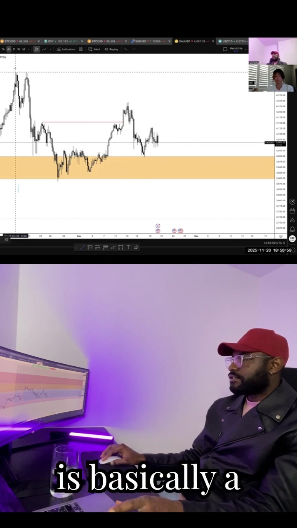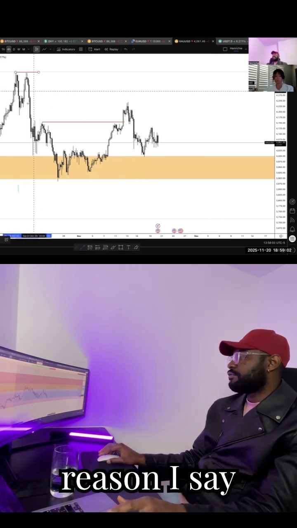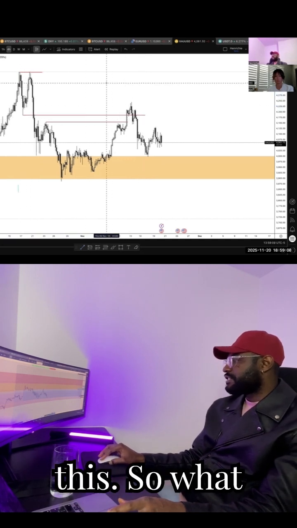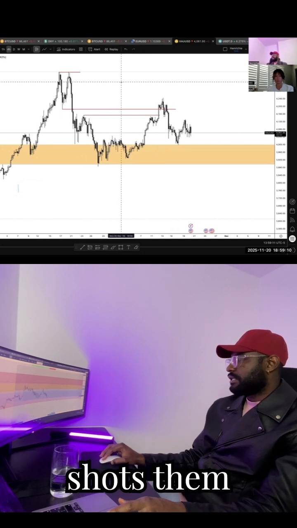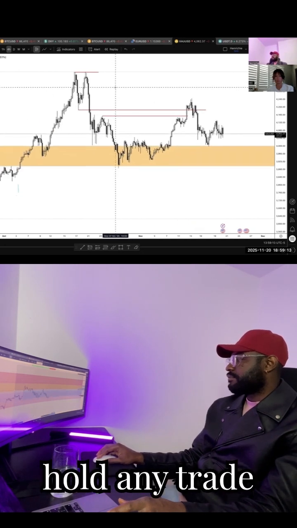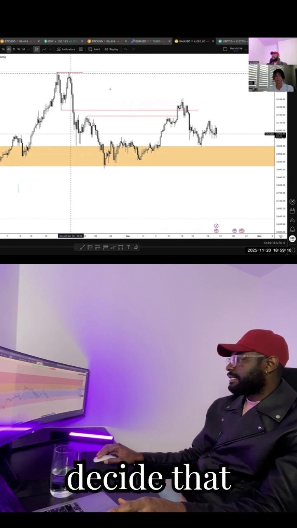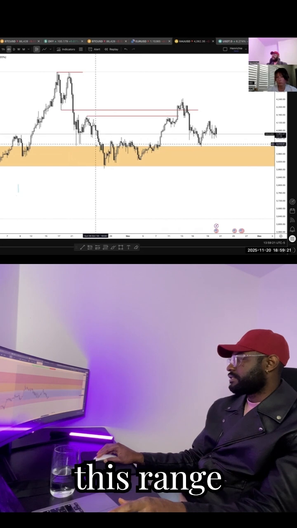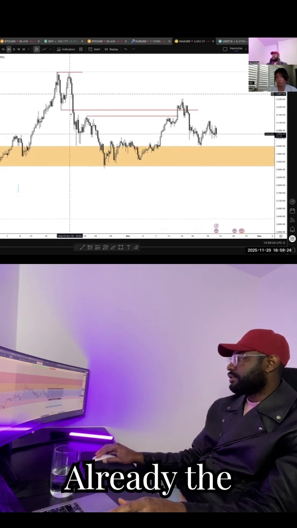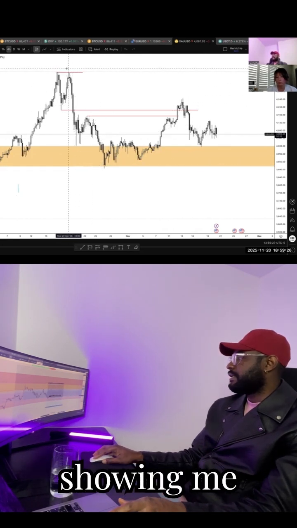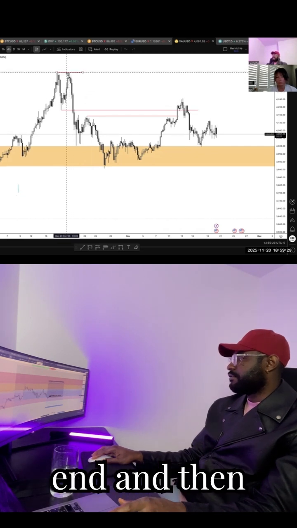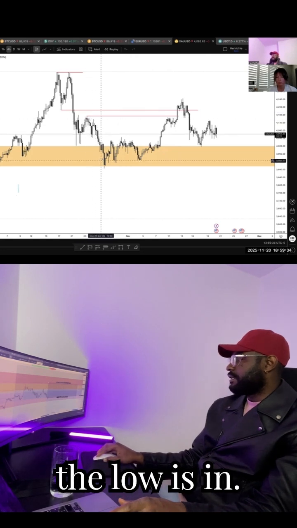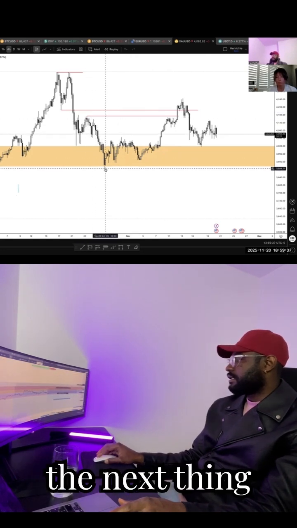Now I'm looking at this price action. This is basically a two-faced price action, and the reason I say that is because of this. So what I did was I just took short-term trades. I didn't want to hold any trade longer, and I didn't want to decide that the high is in or the low is in. I was just focusing on this range high, range low. Already, the market has broken structure to the downside, showing me that at least temporarily the high is in. And then the market broke structure to the upside, showing me temporarily the low is in. Does that make sense?